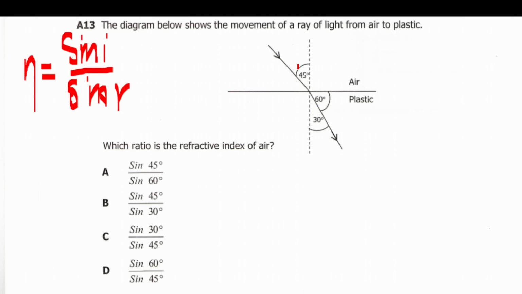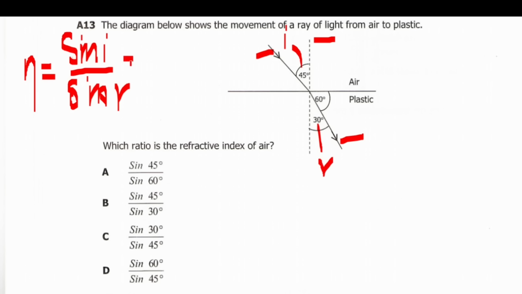The angle of incidence is the angle between the incident ray and the normal. This is the incident ray and this is the normal. So this angle here is called the angle of incidence. Then the angle of refraction is the angle between this refracted ray and the normal, this angle here. This angle is the angle of refraction.